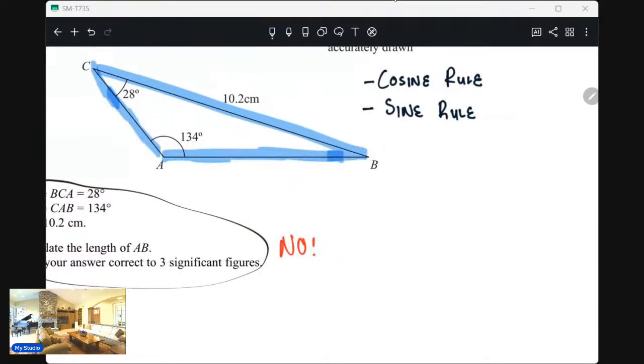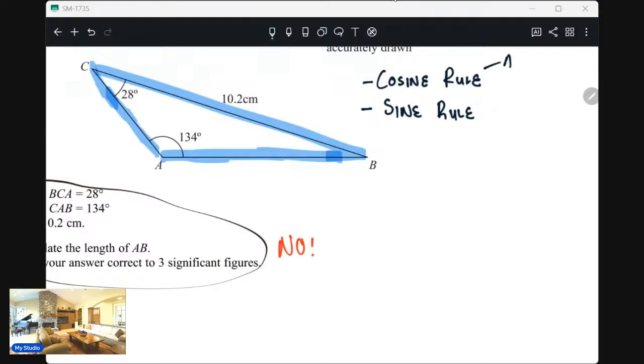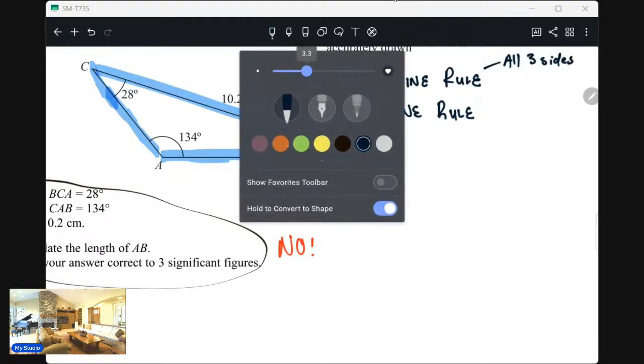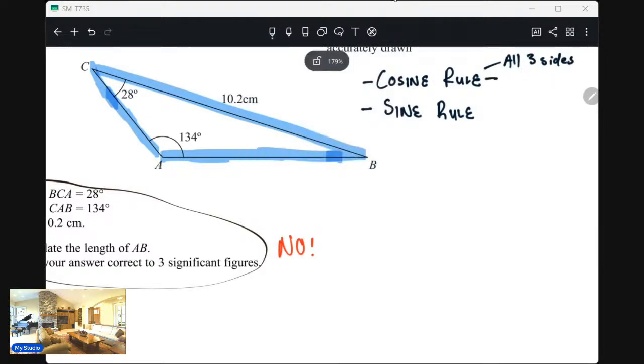When do we use cosine rule? When you have all three sides, or when you have an included angle. Simple. Anything else, we use the sine rule. So check your triangle, everybody. Does it have all 3 sides?